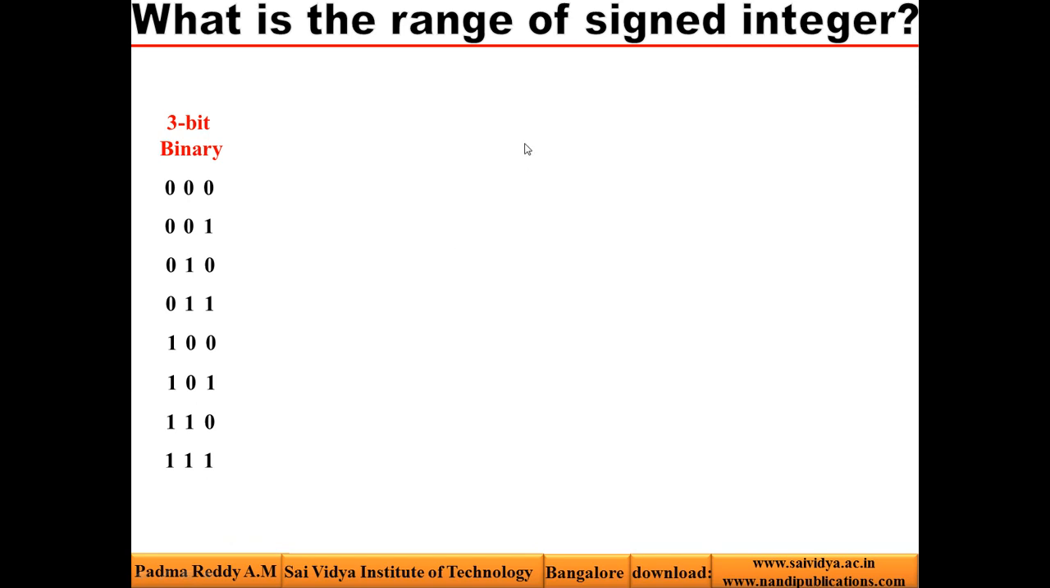But when I say signed integer, how to represent sign in a binary number system? For that, what we do here is, this is MSB bit. This MSB bit is treated as a sign bit. So MSB bit is treated as a sign bit. Now let us see what is the equivalent decimal number system for these 3-bit binary numbers.